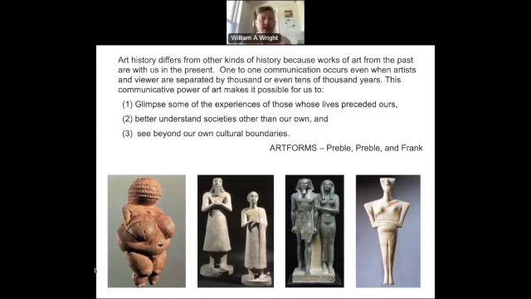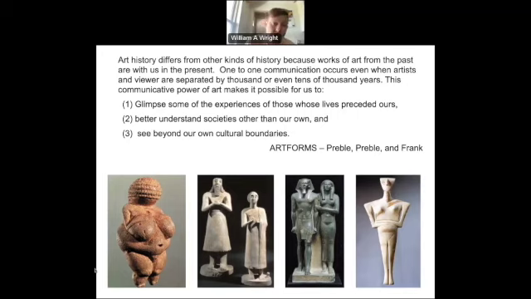They are alive with us now. So it's almost, in a way, a one-to-one communication that occurs even when artists and viewers are separated by thousands or even tens of thousands of years, even when they're separated by language, even when they're separated by the lack of any written history. We know that the art object connects us in a way directly to them.